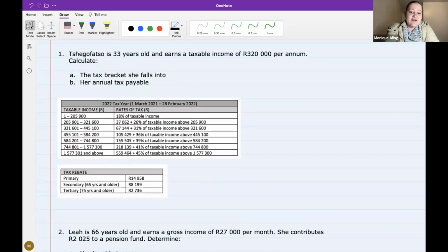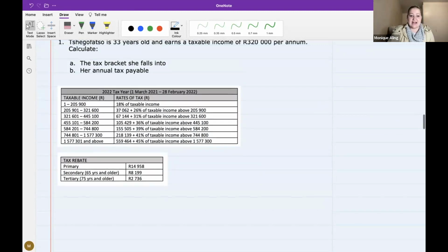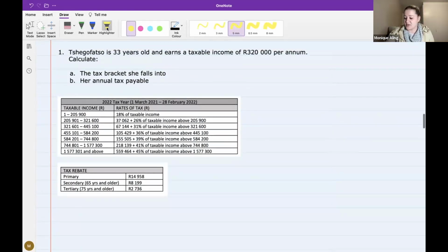Okay, so the first one: Sefatso is 33 years old and earns a taxable income of 320,000 Rand per annum. Calculate A, the tax bracket she falls into, B, her annual tax payable. So the first thing to take note of, let's highlight the important things. Age is important because that tells us which rebates the person is going to qualify for. Is it primary and secondary, or is it all 3? Then we look at the kind of income they've given us. Have they given us gross or taxable? They have given us taxable income, and they've given it to us for the year, the yearly amount. We always want the yearly amount.